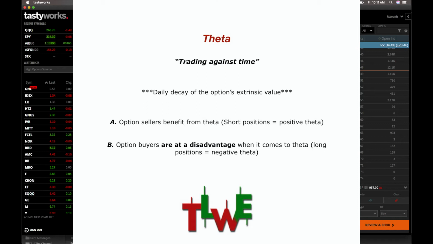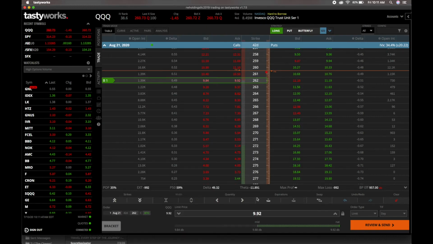Theta is, of course, you're trading against time. So theta is the daily decay of the option's extrinsic value. And remember, I said option sellers benefit from theta on your short positions, because you have positive theta, and option buyers are at a disadvantage when it comes to theta because your long positions have negative theta. And you'll see down here at the bottom that negative theta is negative 1.185. So if you break that down into terms, your premium is going to lose $1.18 per day, no matter what. So you need the stock price to move. You're working against time. Your premium is losing $1.18 per day, no matter what.